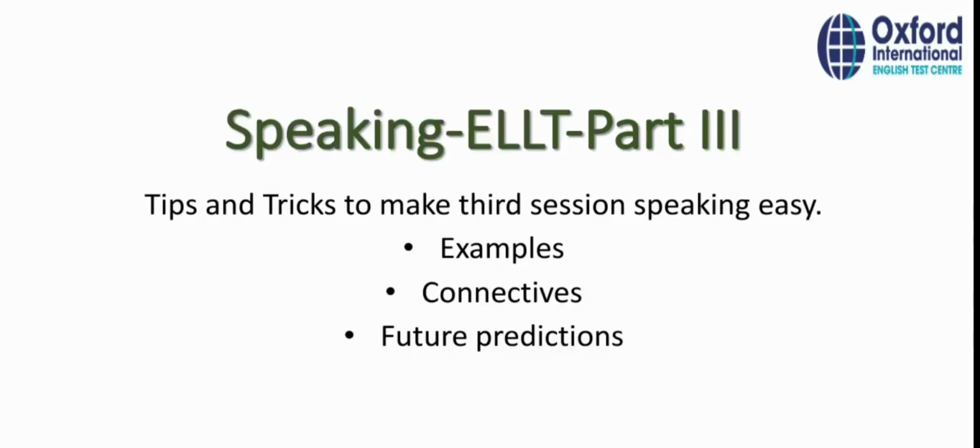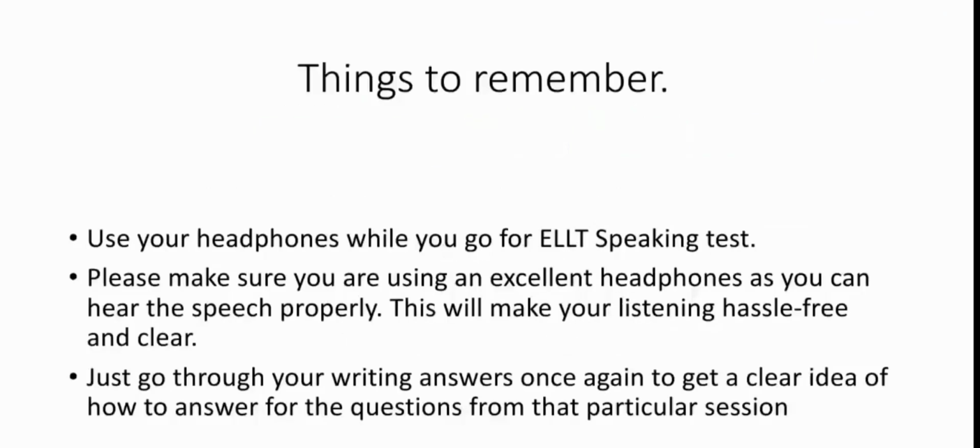For example, suppose the third session question was, how does technology help a person while he's traveling? You can answer like this: technology helps a person in many ways. For example, when he is traveling through an unknown route, the GPS, global positioning system, will help him. It will help a person by directing him to the destination. Apart from that, see the connective, apart from that, technology helps you to book a ticket or book a hotel room. Besides, it is possible for a traveler to understand the culture and climate of the destination. See, this is how you should use connectives.